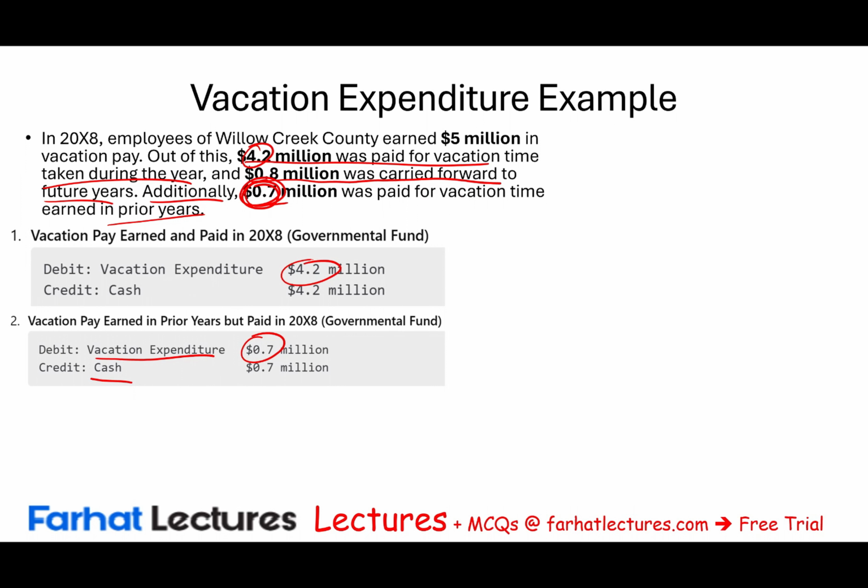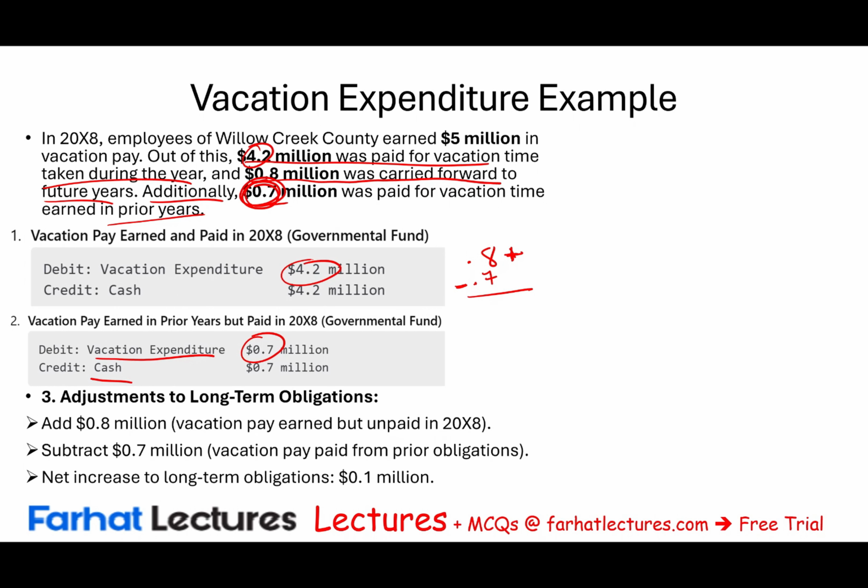Now, what do we have to do really? What we have to do is the 0.8, we're going to have to carry to future years. So this is going to be added to the schedule, but remember, from the schedule we subtracted 0.7. So overall, we're going to have a net increase to our long-term obligation because we added 0.8 and took out 0.7 from the prior year. The net increase to long-term debt is 0.1.